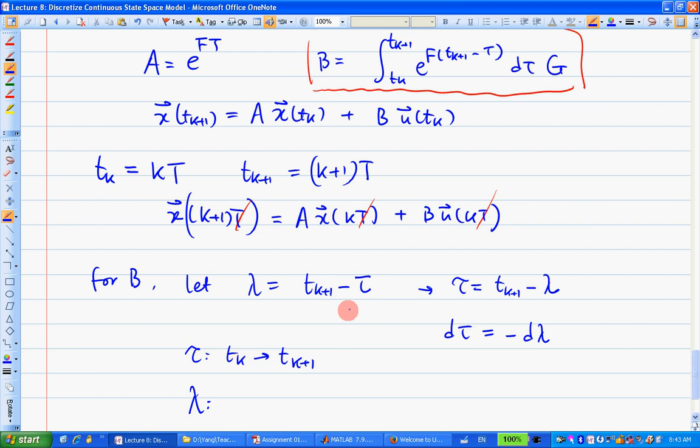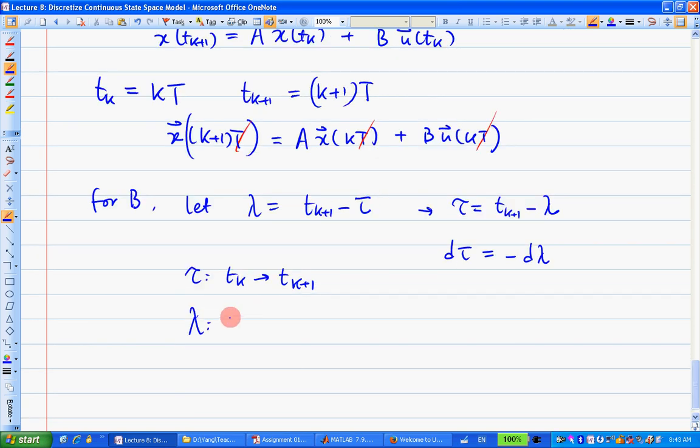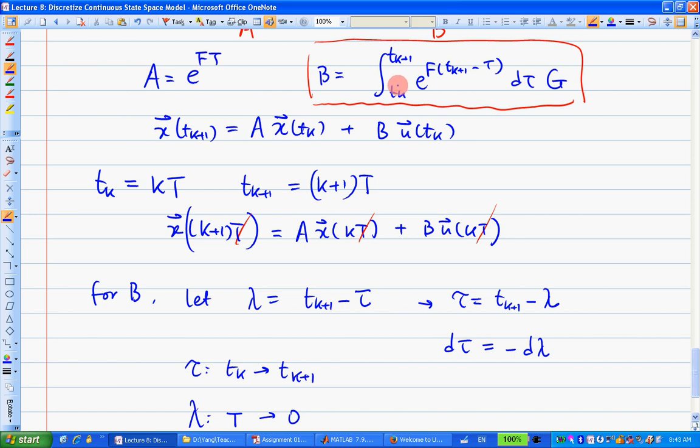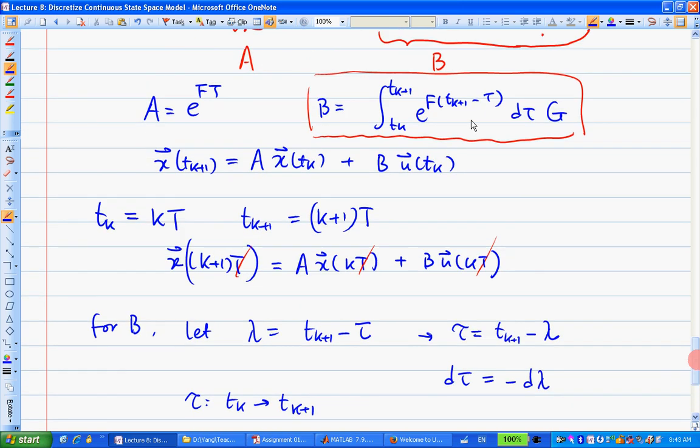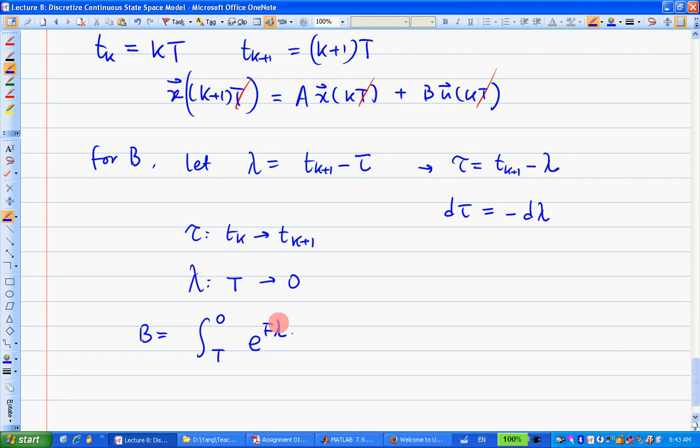So when tau equals tk, you plug it here, the lambda's lower limit is t. Upper limit is 0, right? So capital T to 0, okay? So now the original integral can be replaced with the new variable lambda, right? What do we have? The b is integral from capital T to 0, e to the power of f lambda, and d tau is a negative d lambda, multiplied by g. Okay, so that's basically much cleaner.